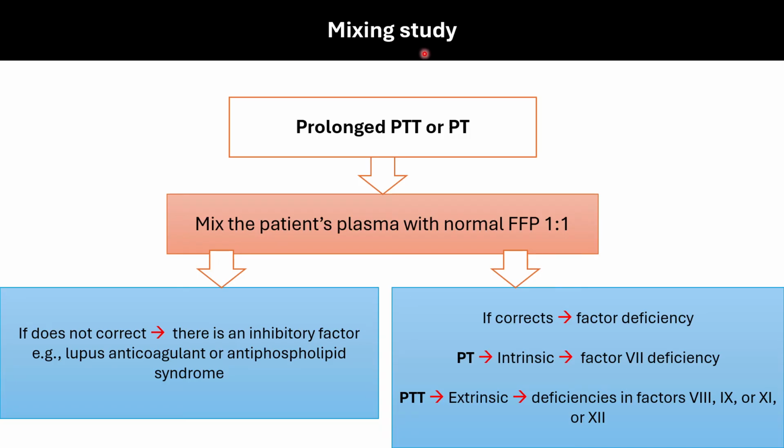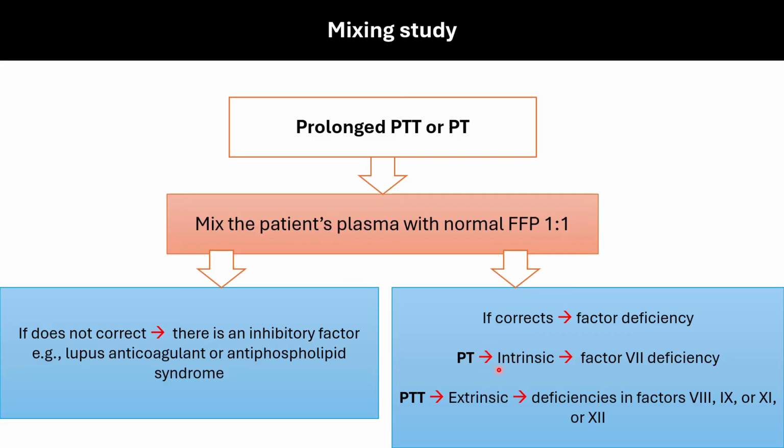Mixing study. Understand when to order it and understand the result. You can order it if you have a patient with prolonged PTT or PT. You can mix the patient's plasma with normal fresh frozen plasma 1:1. If it doesn't correct the PTT or PT or both, there is an inhibitory factor, for example lupus anticoagulant or antiphospholipid syndrome. If it does correct, there is a factor deficiency.